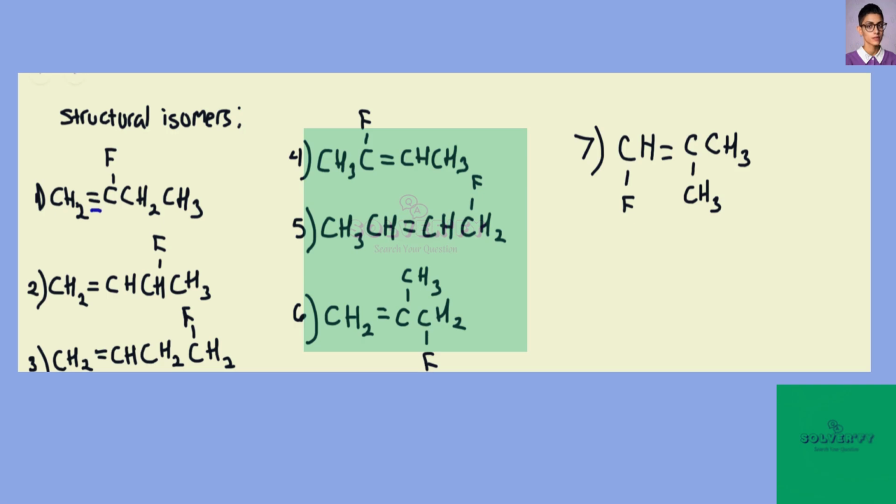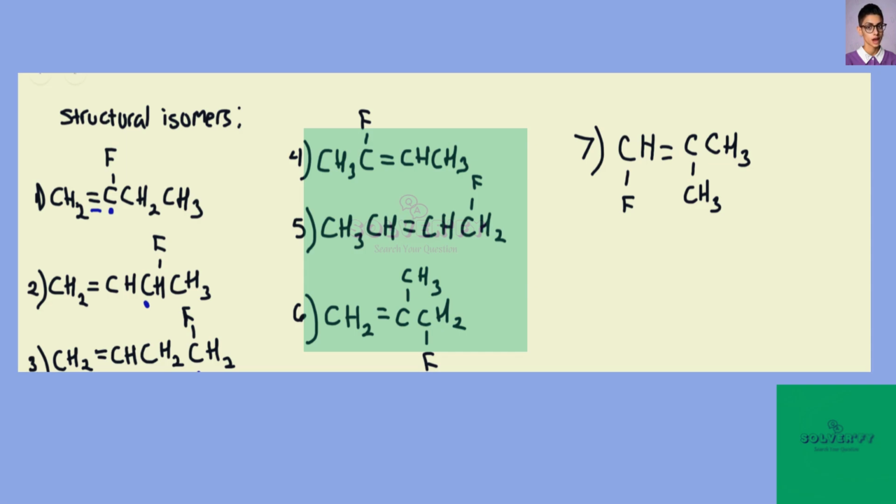Going through the list of structural isomers, I first said, okay, let's say my double bond is off the first carbon. And then I drew each of the combinations of isomers that would have that double bond off the first carbon and would just vary the location of the fluorine. So for the first isomer, I had my fluorine off the second carbon. Then I drew it where it was off the third. And then for my third combination, I drew my fluorine off the fourth carbon.